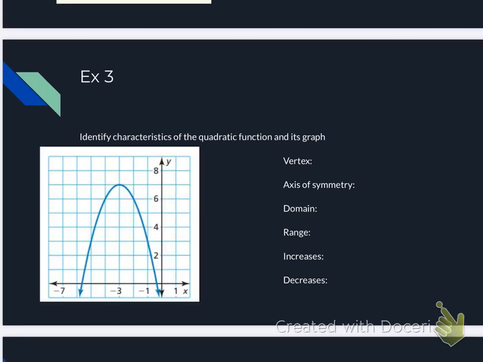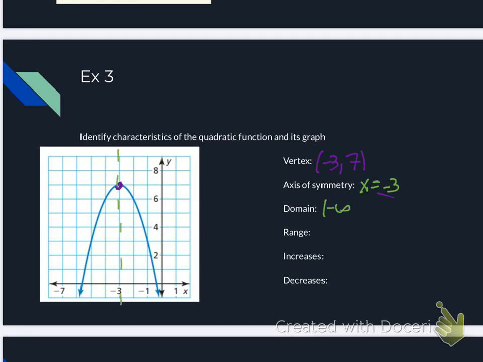Okay, our vertex again, top. So negative 3, 7. Ooh, those are my favorite numbers, guys. I know you're missing me telling you that every time we have a problem. Axis of symmetry is going to be the x value, so x equals negative 3. We see the axis of symmetry right here.